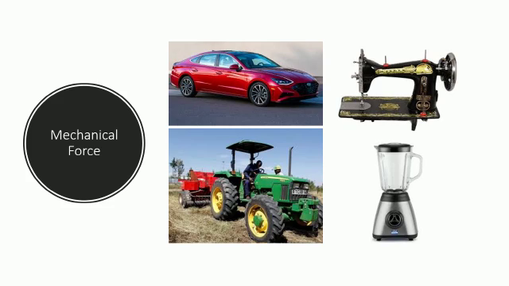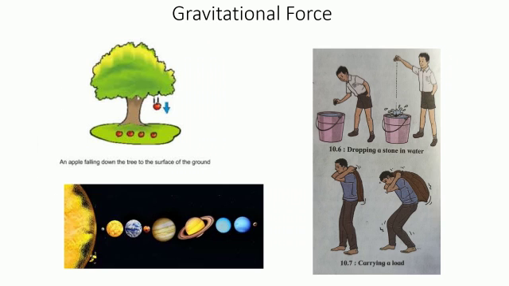There are some machines which run by using electricity or fuel. Such machines are called automatic machines because they use mechanical force. Electric pump, washing machine, mixer are some examples of mechanical force.